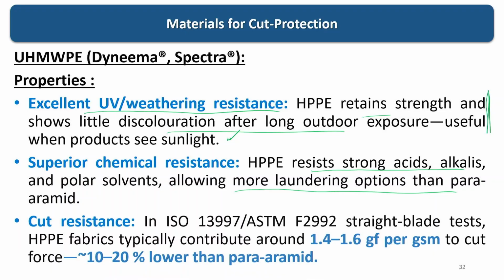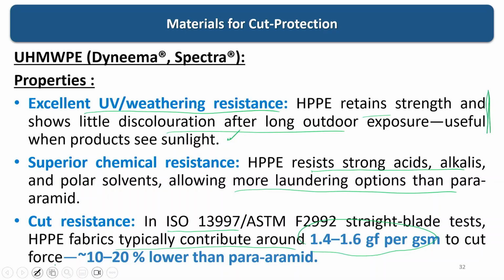Its cut resistance is measured as per ISO or ASTM standard straight blade test. HPP typically contributes around 1.4 to 1.6 gram force per GSM, that is, for every 1 gram per square meter increase in fabric mass per unit area, the gram force required for a 20 millimeter cut-through distance increases by typically 1.4 to 1.6 gram force.